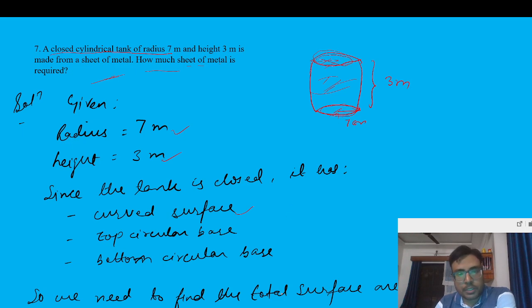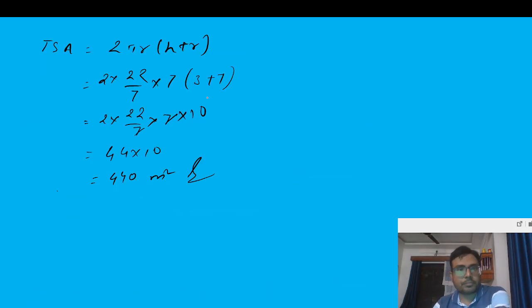So we need to find the total surface area, and the total surface area of a cylinder is 2 pi r h plus 2 pi r square. Once you reach up to this part, the only thing is you have to put the values. Be patient while solving. So 440 is the area of sheet metal required to make this, 440 meter square.